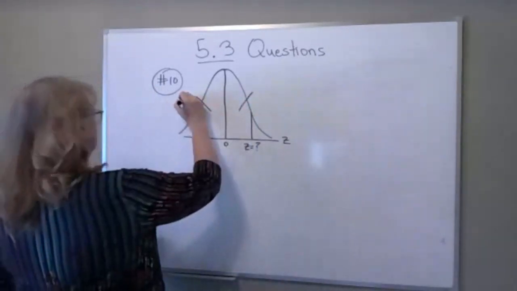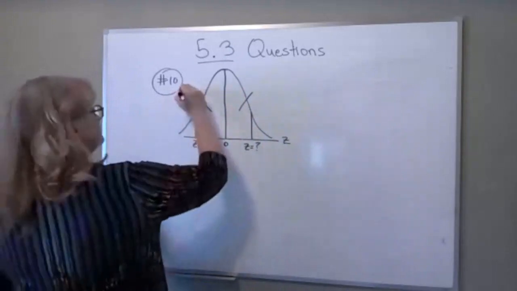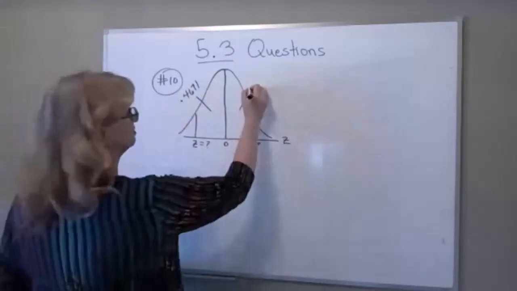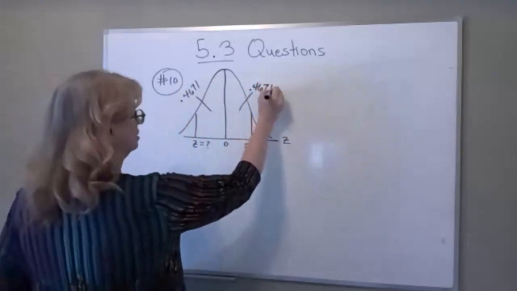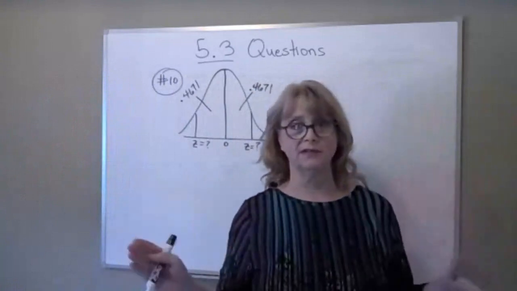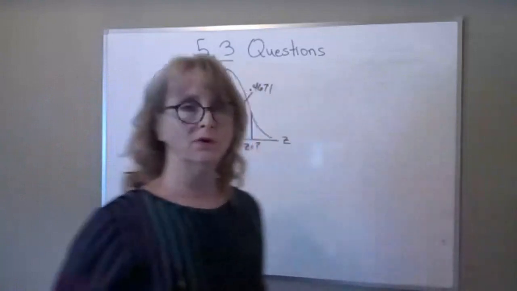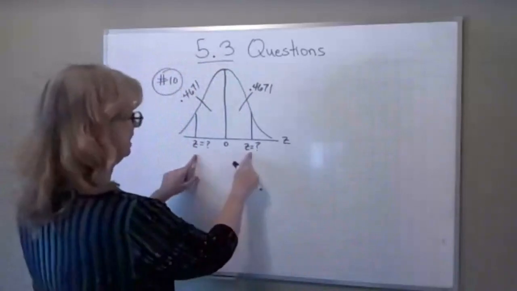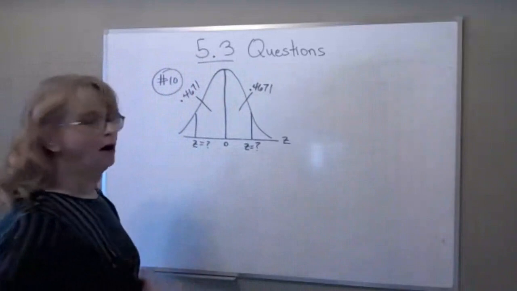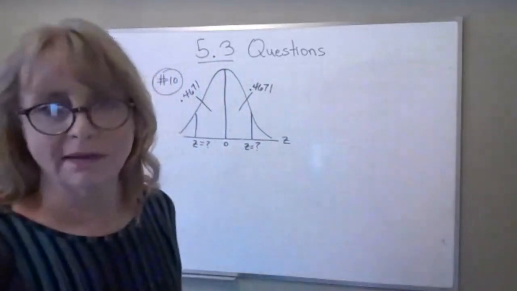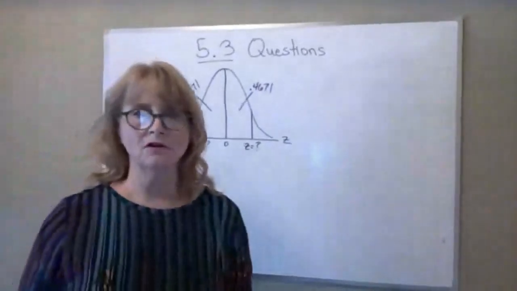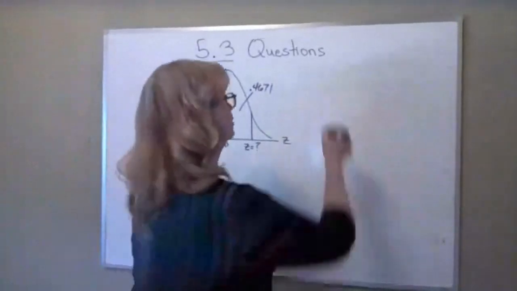This one says 0.4671. And this one also says 0.4671, which tells you that these two z-scores are opposites because they're the same distance from the mean. So whatever one of them is, the other one is the opposite. Now, I'm going to ask you some questions. Type the answers in the chat. You ready? Number 1, what is the total area under the curve?